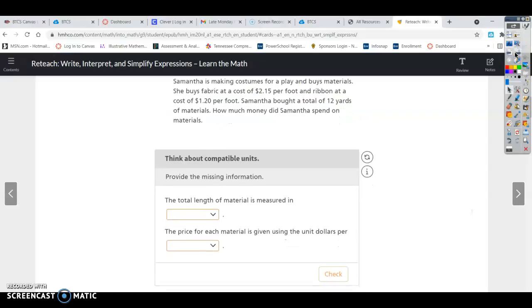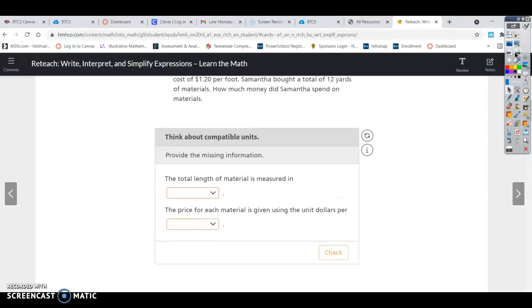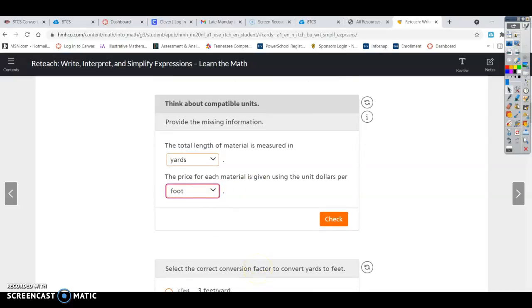All right, so down on the questions it says, think about compatible units. The total length of material is measured in, if you look up here, yards. And then the price, she buys fabric at a cost of $2.15 per foot. So the price is measured in feet, or per foot.